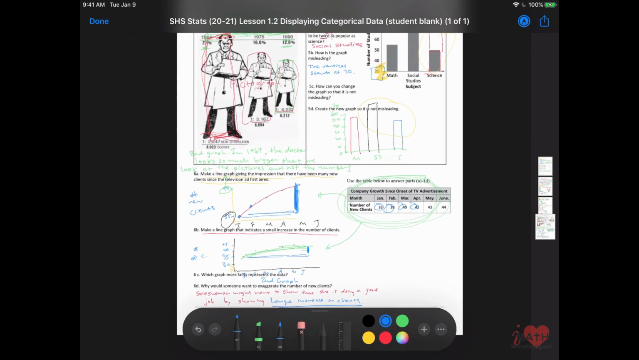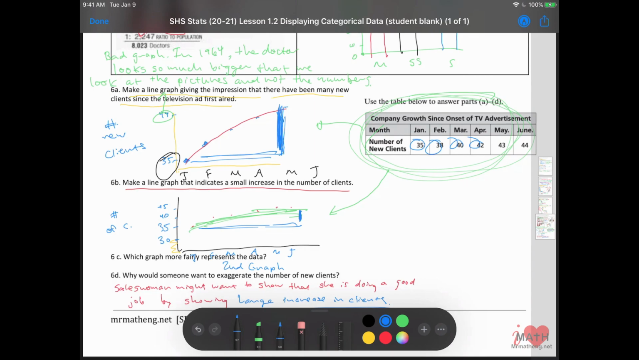All right, so that just summarizes what we just finished there. Bad and good graphs and a summary of those 5 graphs.